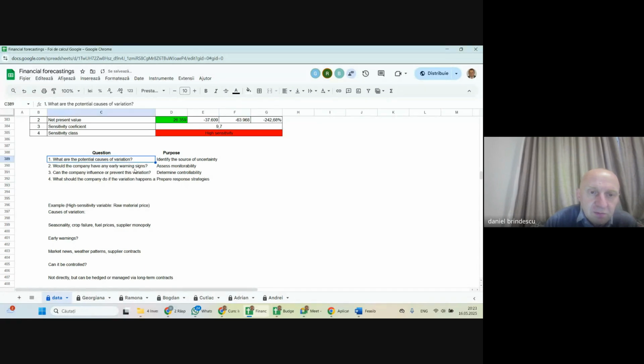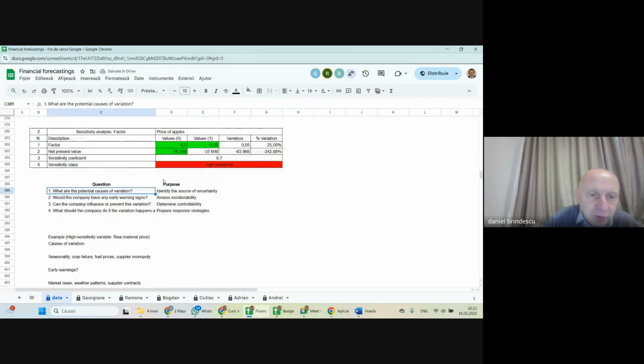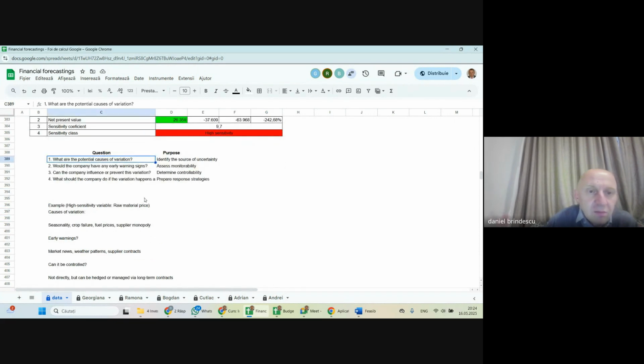So, in the case of the price for the apples, what could be the causes? So, for each factor that we consider to be important from the point of view of the sensitivity of the net present value, we have to ask ourselves, what could be the causes of such a variation? What could determine in the future the price of the apples to increase? What could be the possible causes? Right?